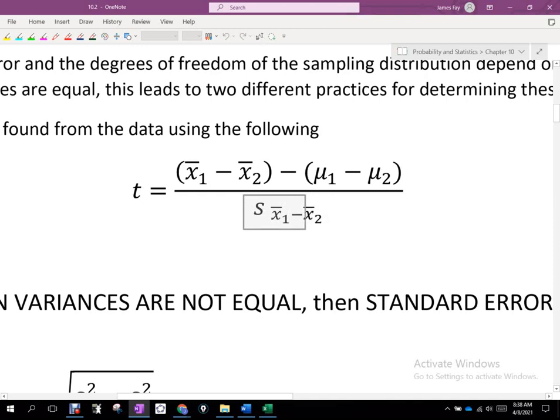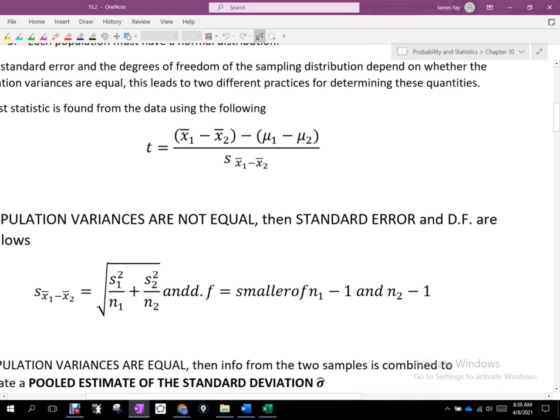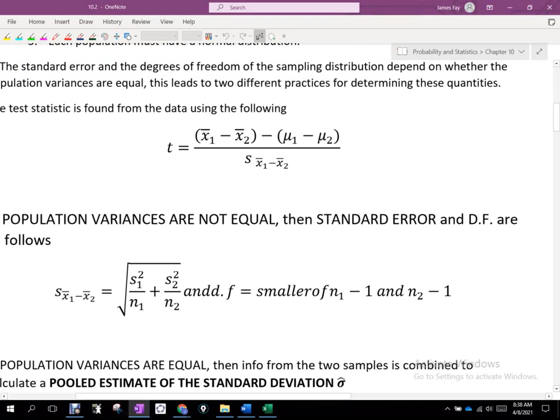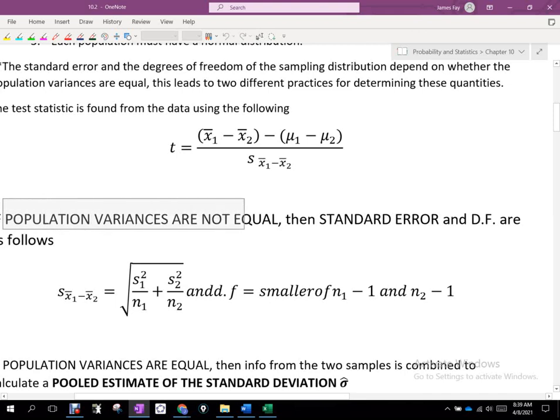This lowercase s stands for the standard error of x bar 1 minus x bar 2, and that is actually an entire new formula, and it's kind of ugly. It's not terrible because it's very simple, exactly the same as what we saw with the Z distribution. We took the variance of the first sample divided by its sample size, and added to that the variance of the second sample divided by its size. This is when population variances are not equal.